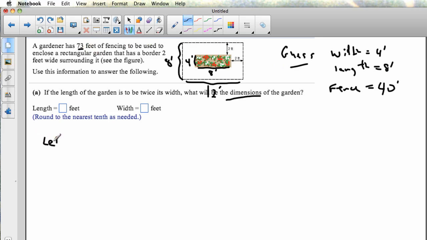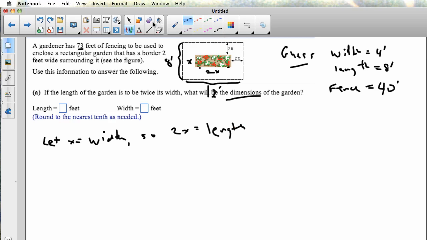So I'm going to let x be the width. Instead of 4, I'm going to use the letter x. Let me go get my eraser here. So instead of 4, I'm going to label this side x. I know that the length is supposed to be twice the width, so whatever the number is for the width, the length will be twice that. So 2x is the length.